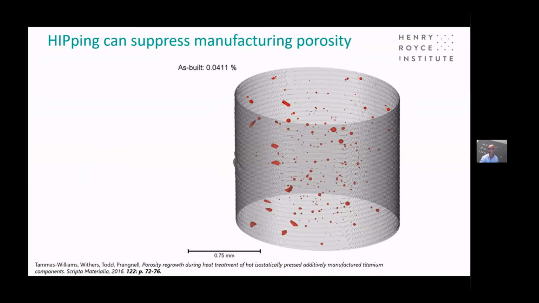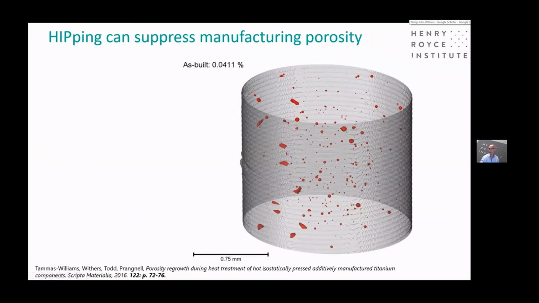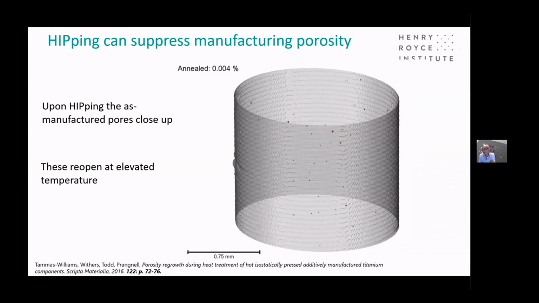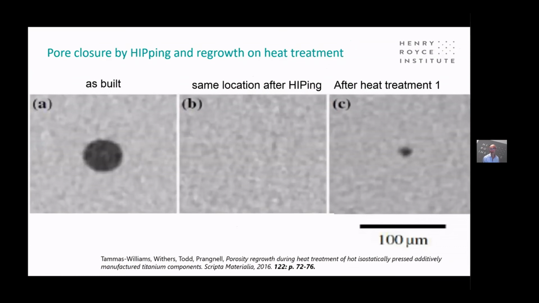And what we find is that when we hot isostatically press this sample, we can remove, or at least what looks like eliminate, the majority of those defects. So we can optimize that hipping process to minimize the defects using X-ray imaging to confirm that. But what we find is that after heat treatment, those defects start to reoccur. And we know that these are the original defects because when we correlate the as-built images with the same location immediately after hipping, we can see that these pores have largely been closed up.